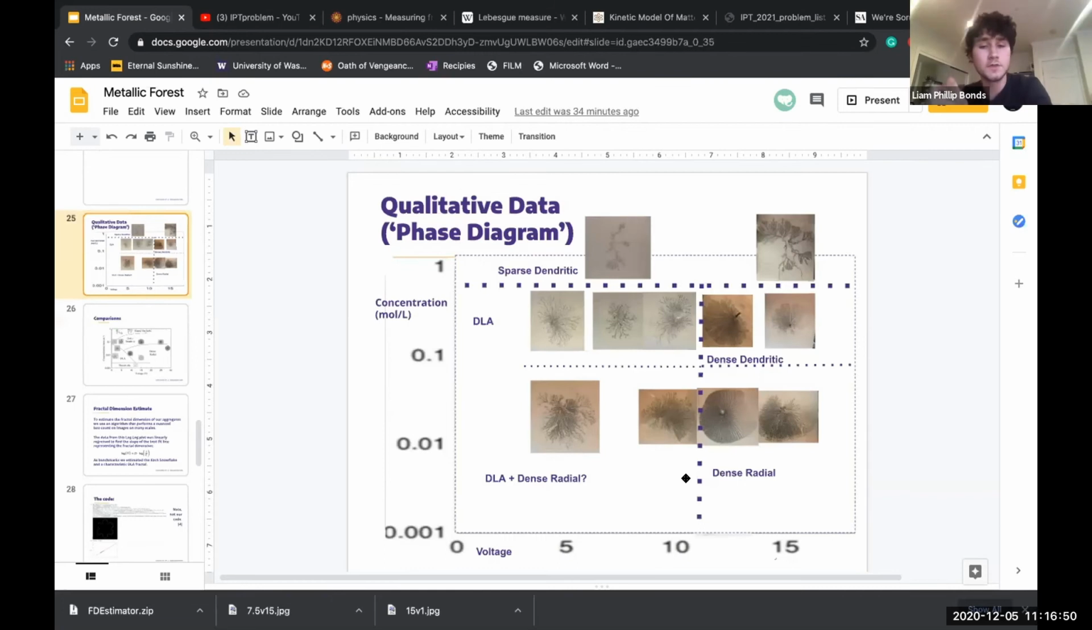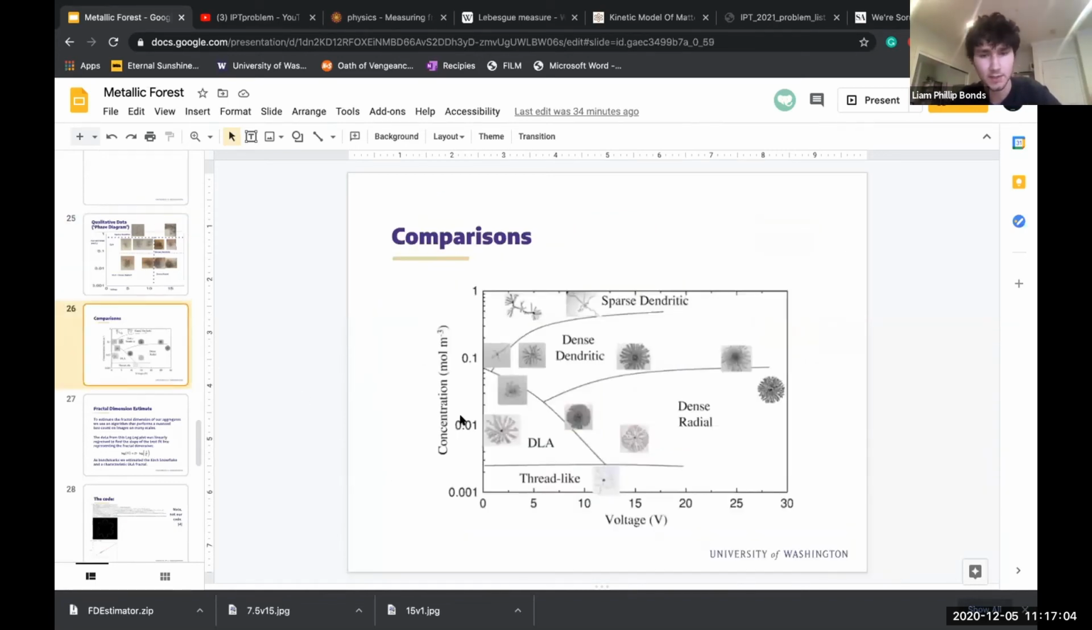The one part I was confused about was these two down here, because they seem like a mixture of the dense radial and the diffusion limited, because you can see they kind of look really dense towards the center, and then out towards the edges, they get very branchy. And that was not in this phase diagram, so I was kind of confused by that.